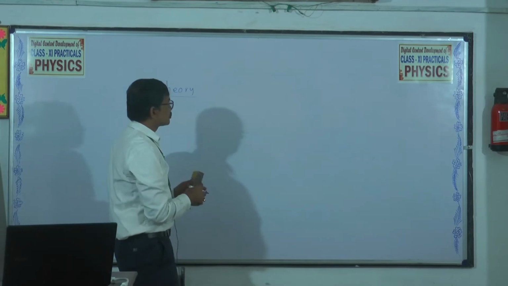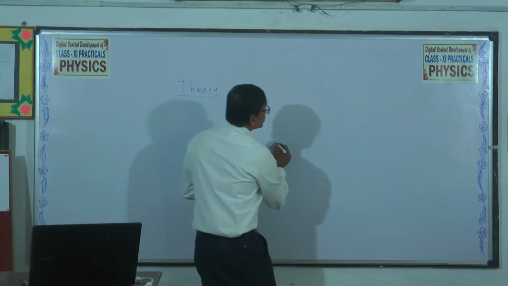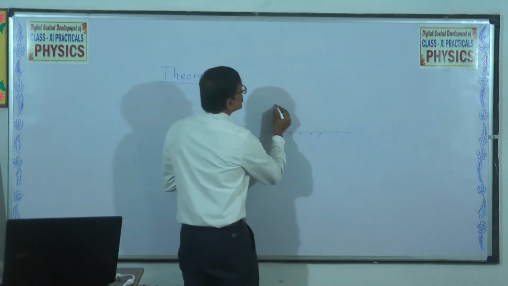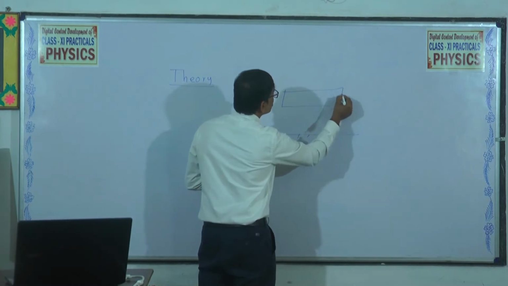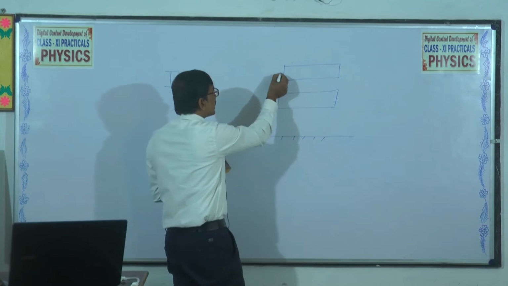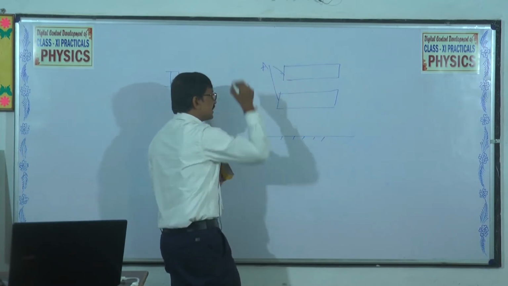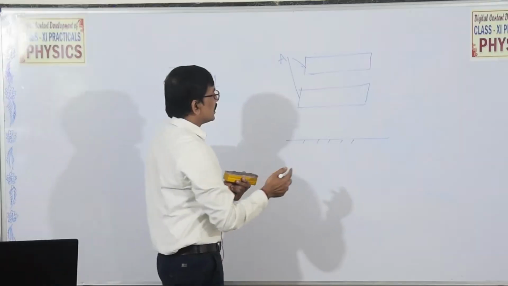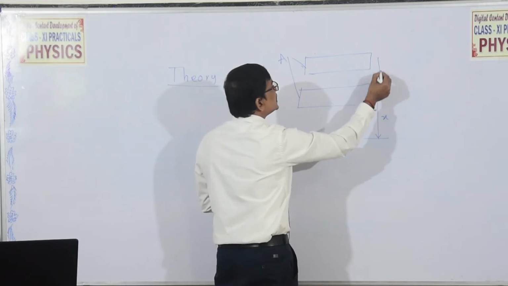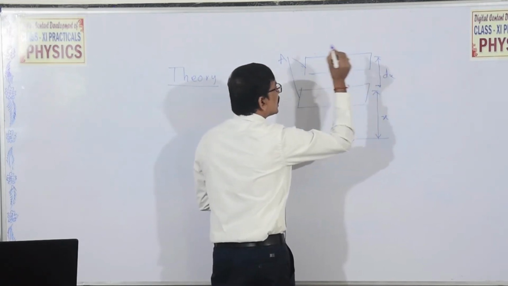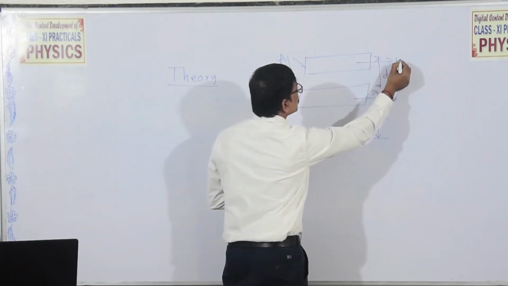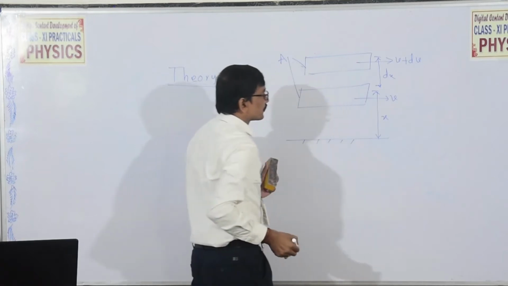Just to know what is the coefficient of viscosity, we'll explain with this diagram. Suppose this is the ground, and we consider different layers of liquid. This is one layer, this is another layer of liquid, each of area A. Let it be at a distance of x from this, and this distance is dx. And let the velocity of this liquid layer be v, and the velocity of this liquid layer be v plus dv.